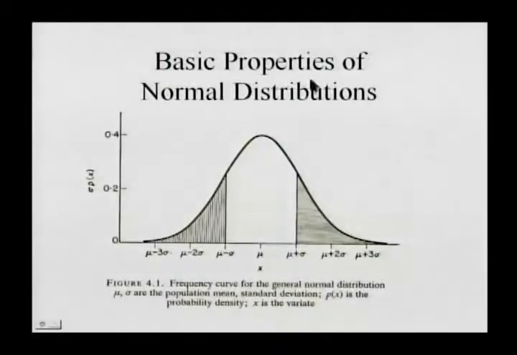First, remind ourselves of some of the basic properties of normal distributions. Here we see the frequency curve for a sample population, or actually population data. We notice that the mean is mu, so that's population data. So it's the frequency curve for the general normal distribution. Mu and sigma are the population mean and standard deviation. The p sub x, the px is the probability density, and x is the variate.